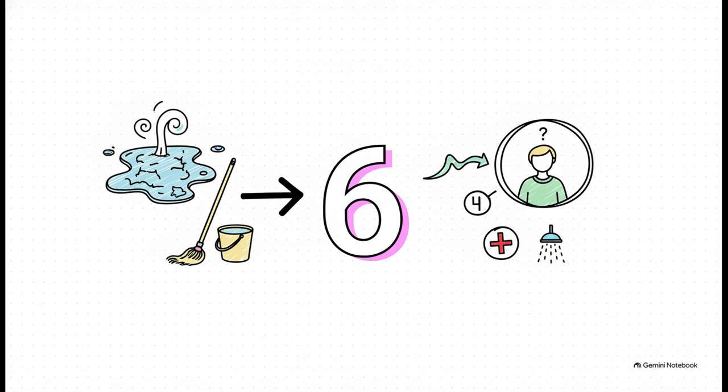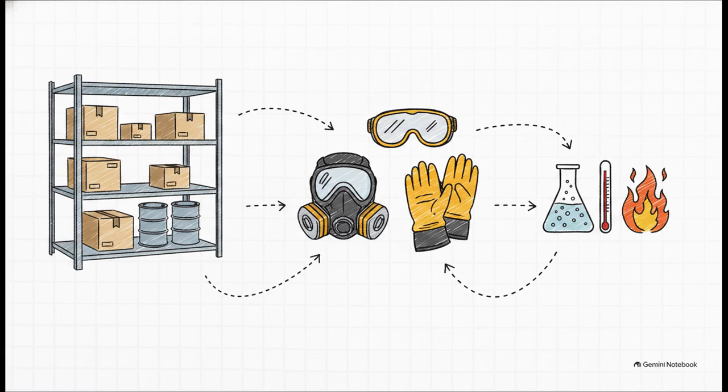And notice how wildly different this is from treating an exposed person. If the chemical gets on a person, you're looking at Section 4. If the chemical is on the floor, that's Section 6. It's a huge difference. Next up, we can logically group Sections 7, 8, and 9 together because they all deal with physical handling.